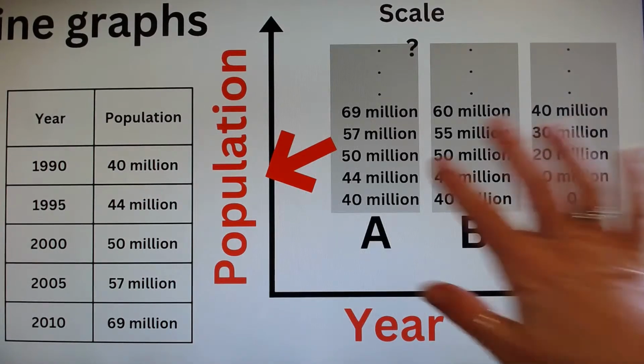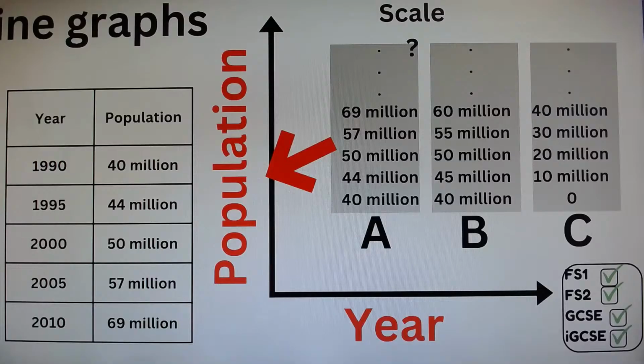Which one would you choose out of those scale options there? Which one would you choose to make a really accurate, honest graph that was displaying the information transparently? I'll let you have a little think about this, and then I'm going to show you a couple of pictures.